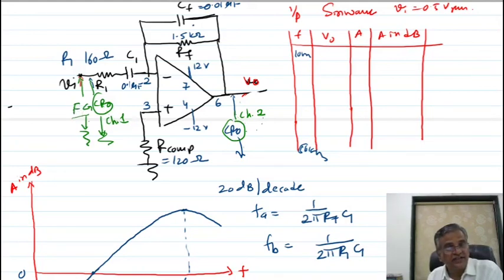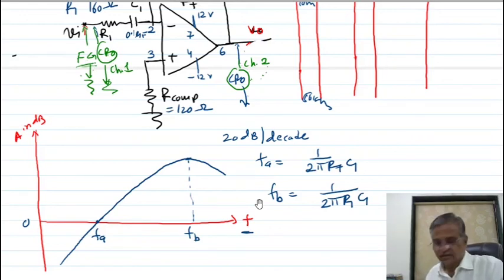Then you apply the square wave with the help of the function generator. You push the button of square wave, and you will get a spike wave here. If you give a triangle wave, you will get a square wave here. So this you have to verify in your practical.